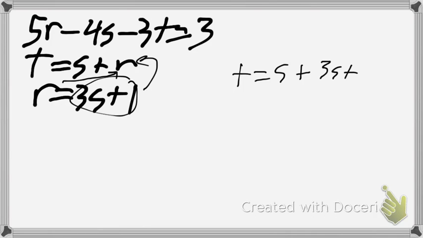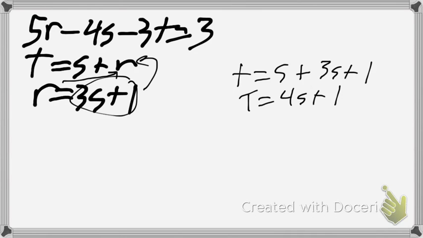So here, what I'm going to do is substitution. Notice here we have R, S, T. We have 5R minus 4S minus 3T equals 3. We have T equals S plus R. We have R equals 3S plus 1. First things first, I'm going to take that R and replace the R in the second equation with 3S plus 1. So that gives me T equals 4S plus 1.